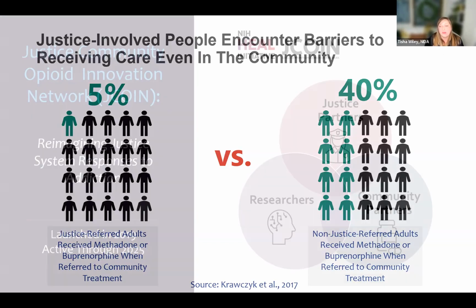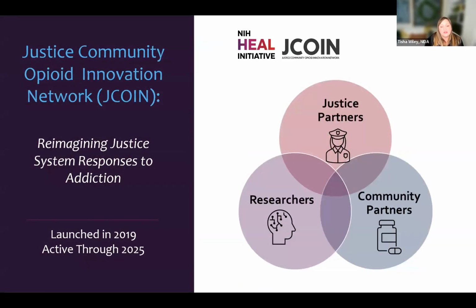And so that's the backdrop and the vision for why we created JCOIN, why it was a huge initiative as part of this first set of initiatives that were funded in HEAL, but also the why of how we designed it. And really the cornerstone of our approach is this intersection of researchers, community partners, and justice partners. And I don't have it labeled here, but at the center of that Venn diagram are really the people we are trying to help with the work that we are doing.